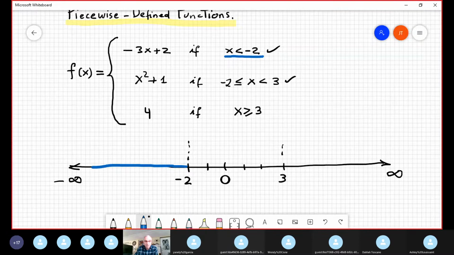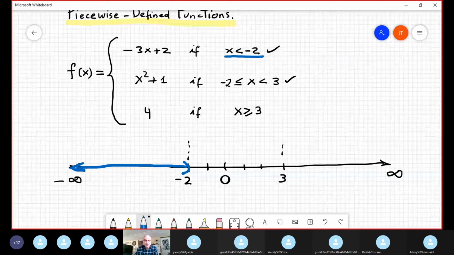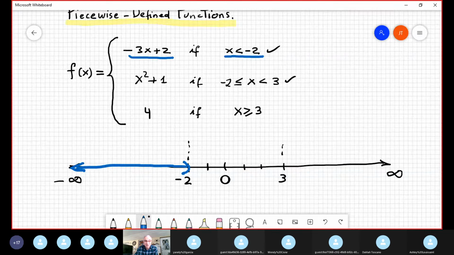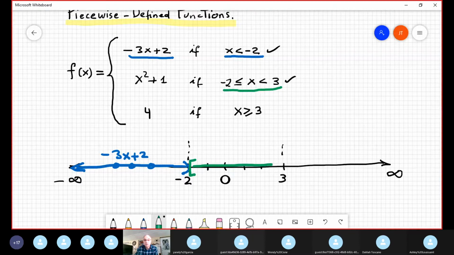By the way, it does not include negative 2, because I don't see any equal sign here. Therefore, parentheses. The expression that is valid is minus 3x plus 2. So if my point lies inside this interval, I use this expression. Otherwise, no. Suppose the second interval, the green one, is bracket negative 2 because it includes negative 2, to 3. It does not include 3. So if you are inside this interval, we're using this expression.